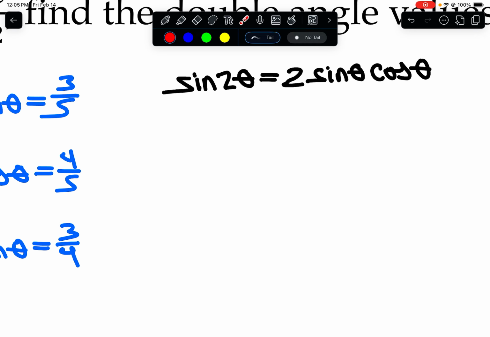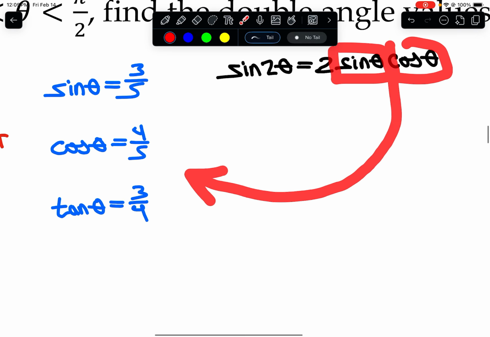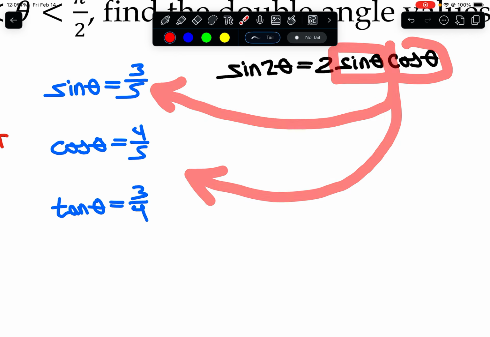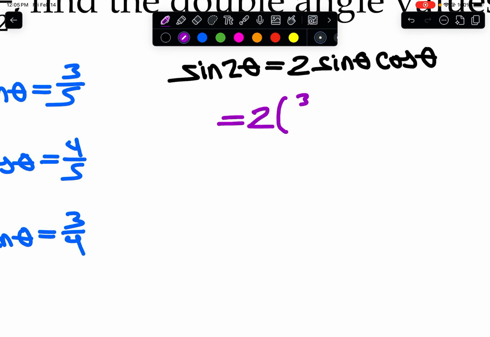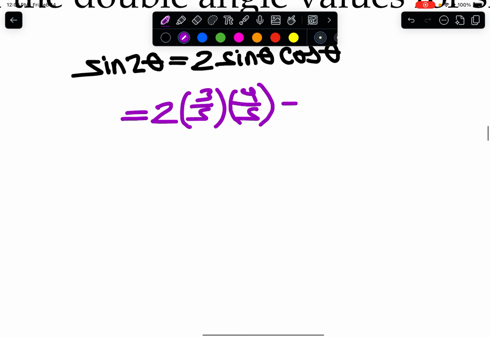And I'm going to take the sine theta and the cosine theta values from these trig values over here that I just did. So to solve this, I'm going to have 2 times sine of theta, which we said was 3/5, times cosine theta, which we said was 4/5. And then you're going to multiply it all out.